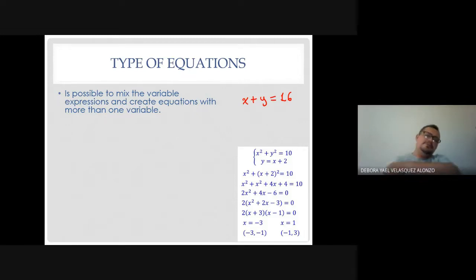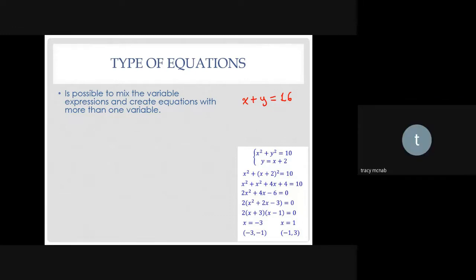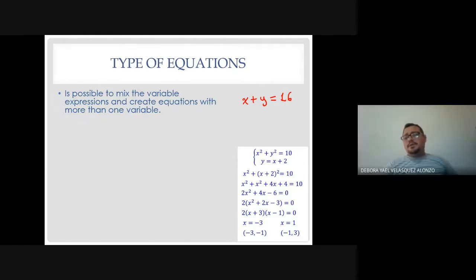Is it possible to solve that equation? Yes, it's possible, but don't we need to know at least one of the values of the letters? Right now we're not clear if truly 14 for x and 2 for y will make 16. Maybe that's the solution we wanted. Or maybe the opposite, x equals 2, y equals 14 will make 16. Or maybe x is 13 and y is 3. If you see, we can make as many combinations as we want. The combinations we can do are infinite, and this is not acceptable for these kinds of exercises.